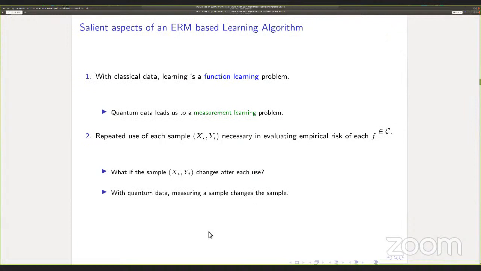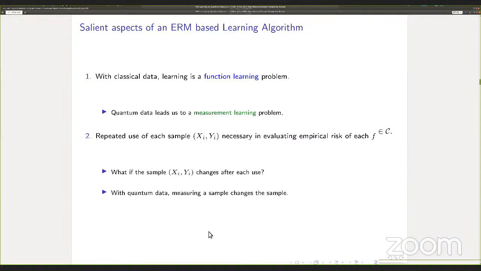So we'll make a few observations on the few things that we saw so far. The first thing is, with classical data, learning is a function learning problem. Essentially, your concept class is a bag of functions, and you want to learn a function. That's kind of your broad goal.